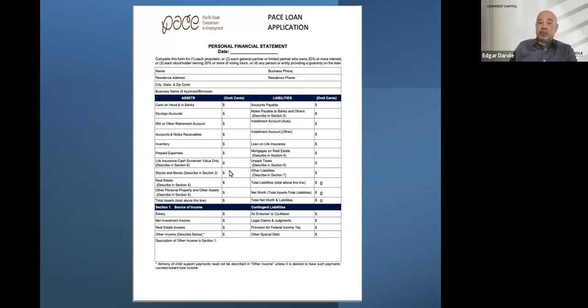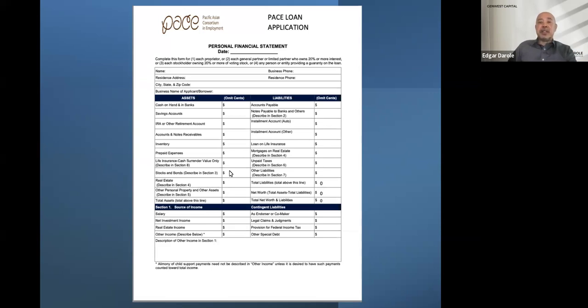So the first item with the assets would be cash on hand in banks. What it means is whatever cash you have in your checking account. Not business though. If you're a sole proprietorship, I guess you can put your business account there. However, they're talking about your personal assets. So when you put in your personal assets, don't include your business balances or anything regarding businesses. This is solely for your personal assets and liabilities.